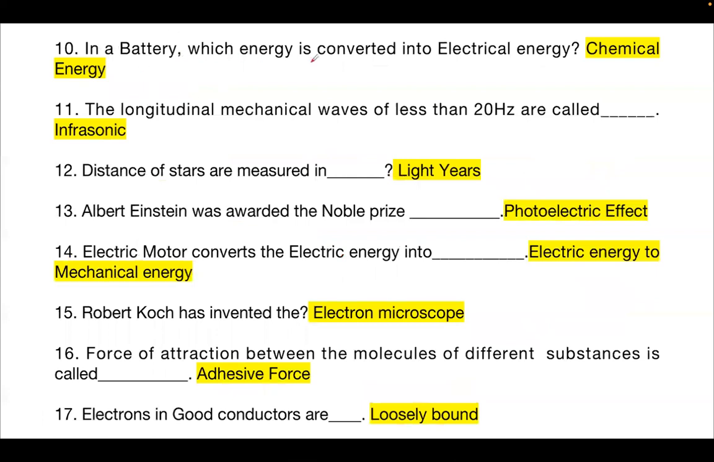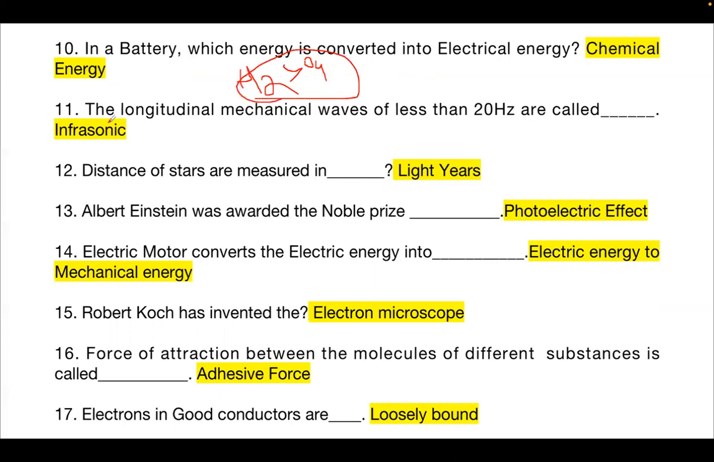So in a battery, which energy is converted into electrical energy? Electrical energy. So the chemical energy will be converted into electrical energy. In batteries, we will be having H2SO4. Okay. Sulfuric acid, we will be having sulfuric acid. So these chemicals will be converted into electrical energy.